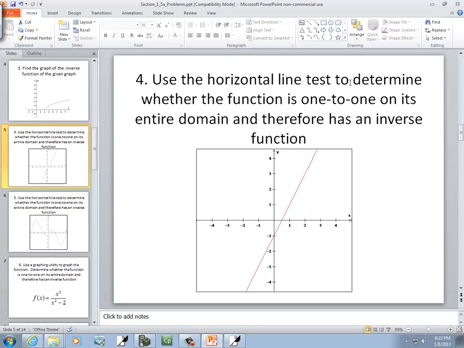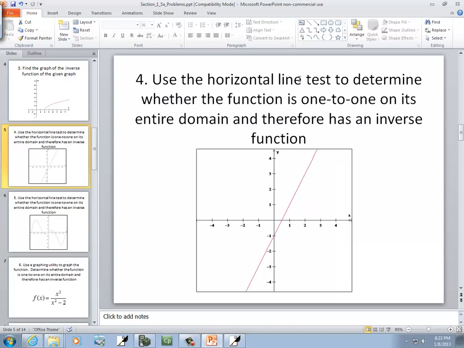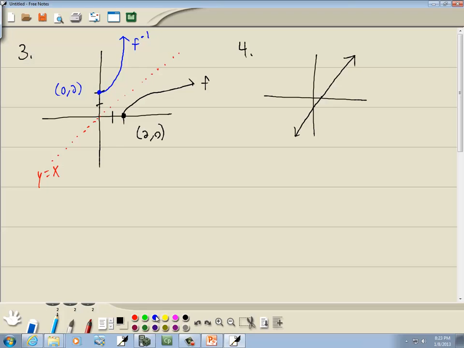Okay. There's our graph right there. It says use horizontal line test to determine whether the function is 1-to-1 and therefore has an inverse. Well, the question is, can I draw a horizontal line that intersects at 2 places? 2 or more. Well, this one's just 1. This one's just 1. No matter where I drop a horizontal line, the most it'll intersect is 1 place. Which means that this is 1-to-1. And this symbol here implies. So this implies that it has an inverse.